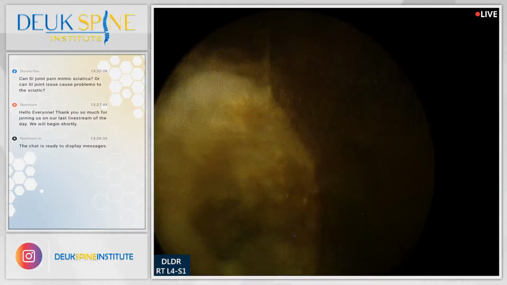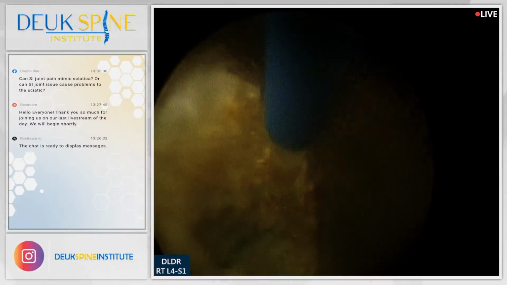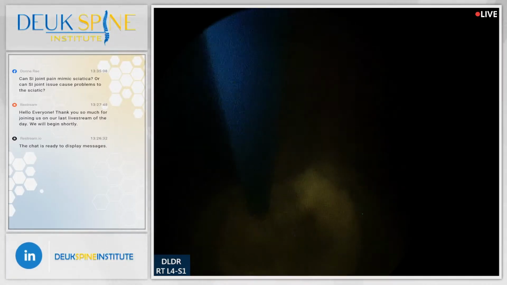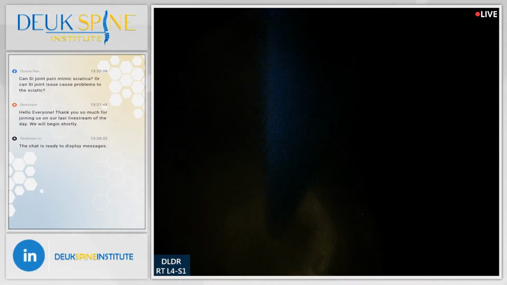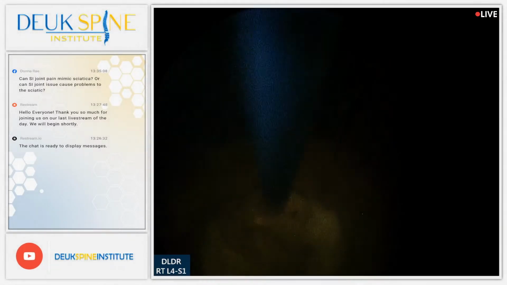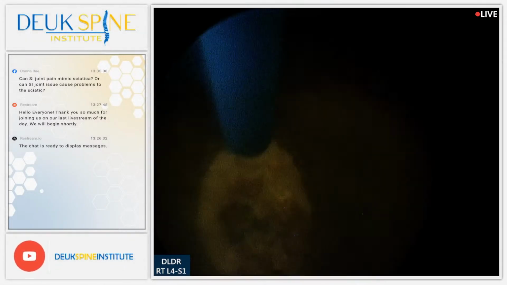This patient right now has sacroiliac joint pain. That's going to be our second procedure on him. We're going to fix his 2 discs that are causing pain, and then we're going to fix the SI joint with our Duke plasma rhizotomy. That will be a second stream.